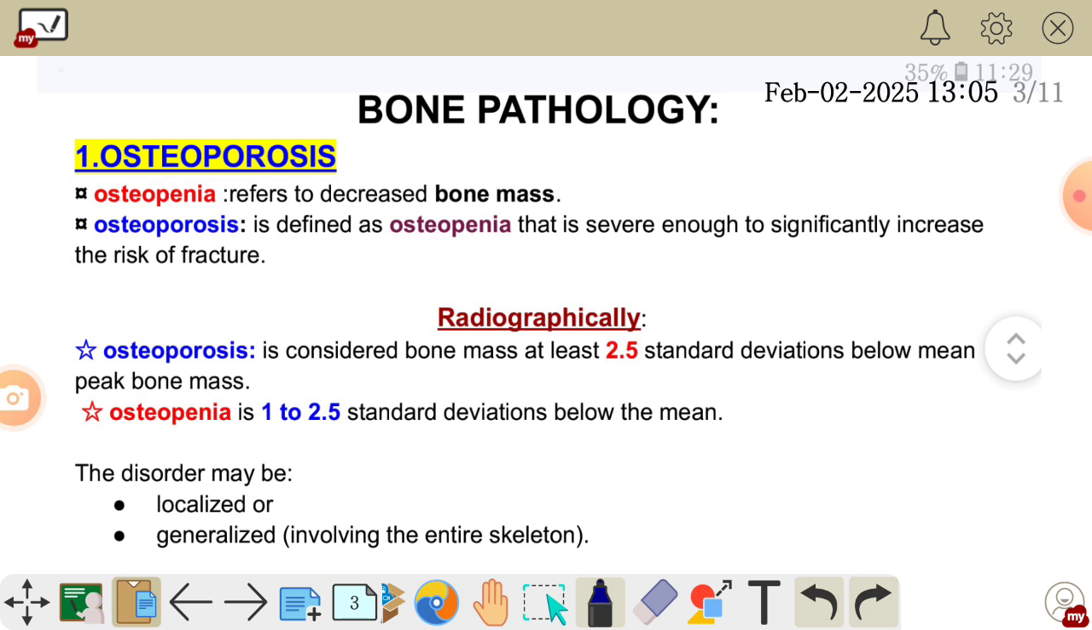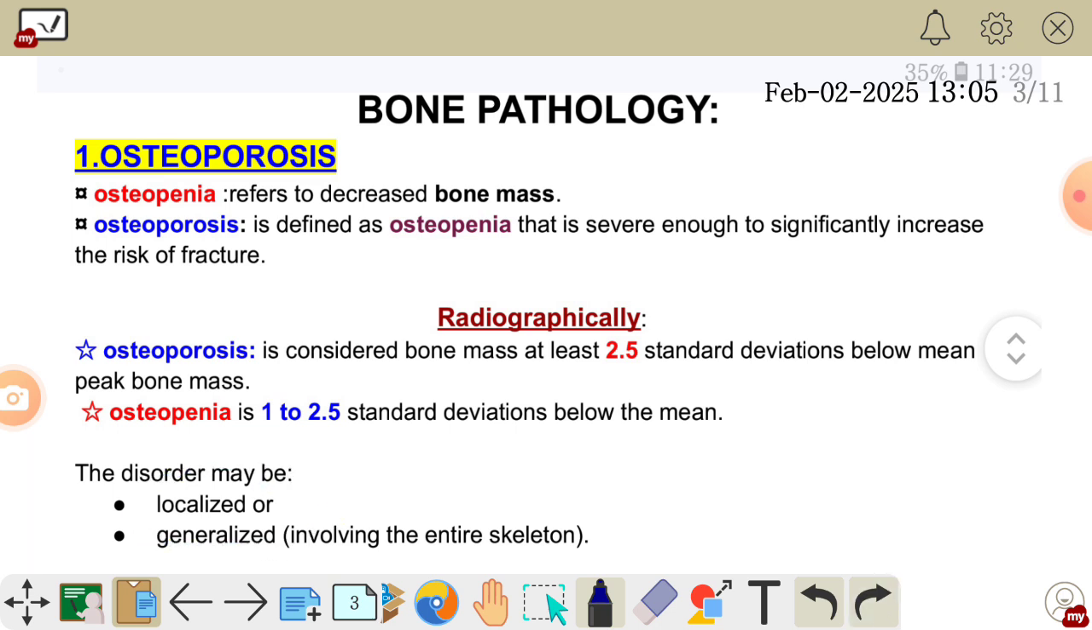radiographically. Okay, so osteopenia, we said it's simply the decrease in bone mass. So this decrease in bone mass should be 1 to 2.5 standard deviations below the mean. Okay, so if it goes beyond 2.5, then that will be called osteoporosis. Now this condition, which is osteoporosis, can be localized or it can be generalized. So generalized, that is, it can involve the entire skeleton, or it can just be in a few bones.